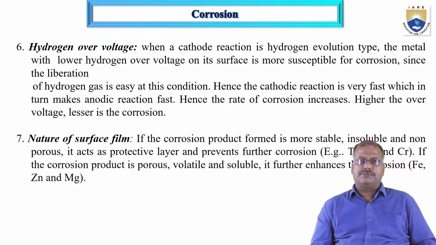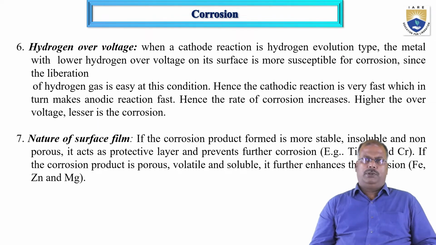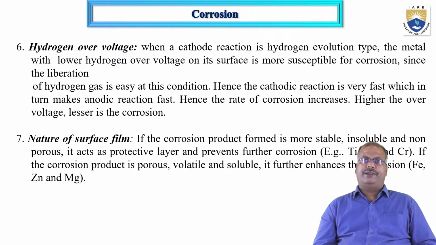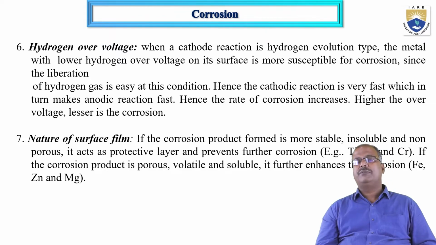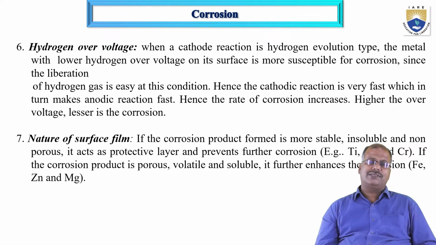Nature of surface film. If the corrosion product formed is more stable, insoluble and non-porous, it acts as a protective layer and prevents further corrosion. For example, titanium, aluminium, chromium, etc. Alumina and chromium oxide films formed over the metal surface act as a protective layer, means it protects the metal from further corrosion because it is uniform and stable. It prevents the further interaction of oxygen with the surface of the metal.